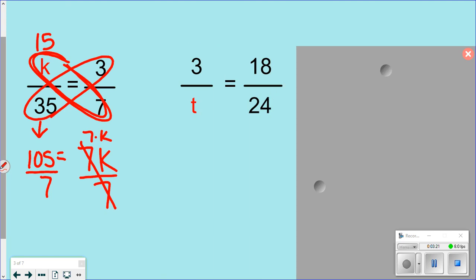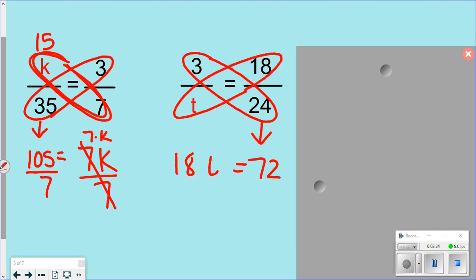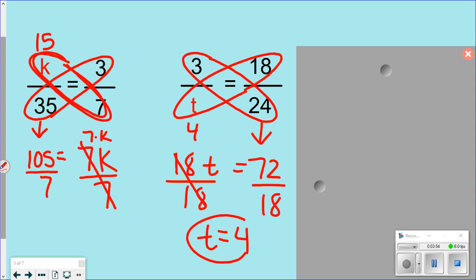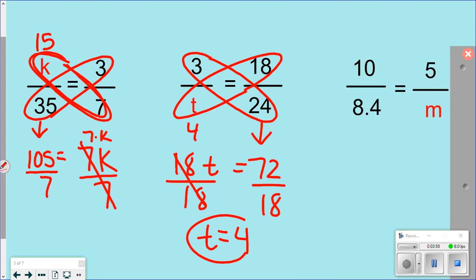First thing I would probably do is 3 times 24. 3 times 24 is going to be 72. So 72 is here. Now I know 18 times t is going to give me 72. So I've got to figure out what that t is going to be. And since it's 18 times t, to undo that, I have to divide. If I do that on this side, I'm going to do it on this side. So t is going to be 72 divided by 18, which is 4. If I put 4 in for t, 18 times 4 should be 72. Last one, why don't you go ahead and try it by yourself?